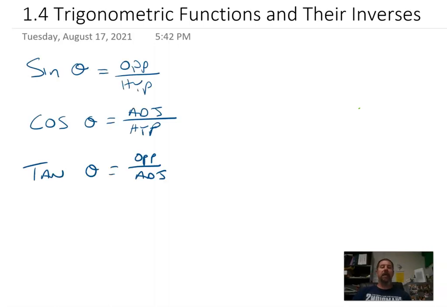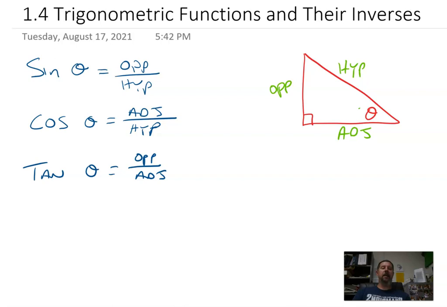Okay, so the three big trig functions are sine, cosine, and tangent. And again, these all come from right triangles, where sine is the opposite side from the angle over the hypotenuse. Cosine is the adjacent side over the hypotenuse, and tangent is the opposite over adjacent. And then there are those side labels right there.